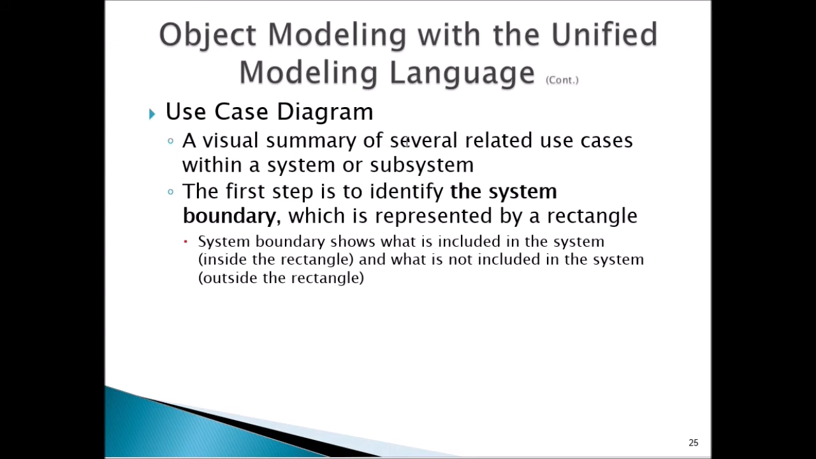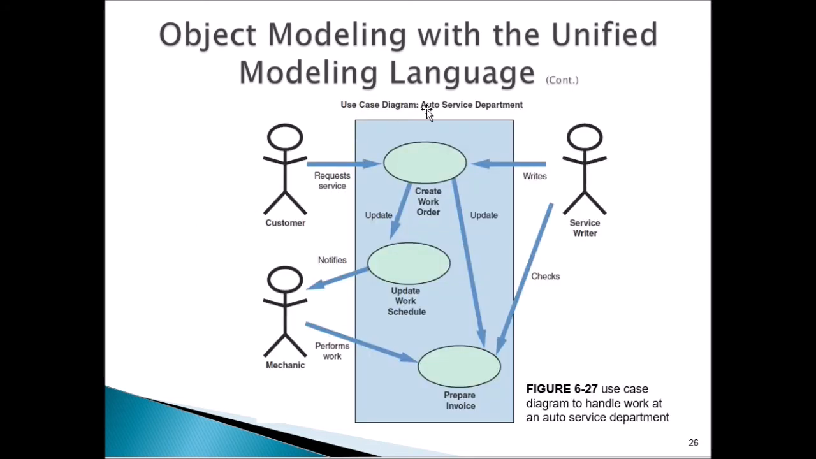Use case. What is it? Visual system. Step. Identify the system boundary, which is represented by a rectangle. This boundary's purpose is to identify what is included in the system and what's not. So in this example, we can see this is an auto service department, and this boundary represents people and the objects involved.